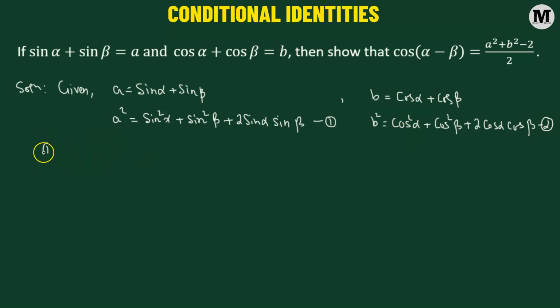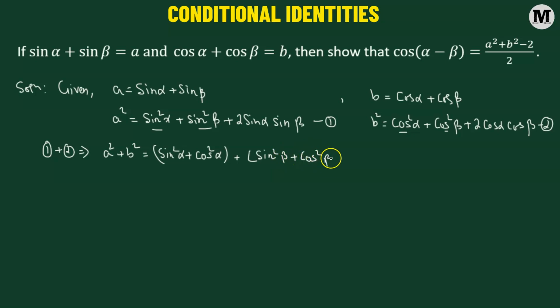Now let's add 1 and 2. When we add them, we have A squared plus B squared equal to, so what we'll do, we'll combine sine squared alpha and cosine squared alpha, because that's a standard identity. Let this be one single term. Then we take sine squared beta and add it with cosine squared beta. Then we add 2 sine alpha sine beta and 2 cos alpha cos beta by taking 2 as the common factor. The 2 gets multiplied to cosine alpha times cosine beta added to sine alpha times sine beta.